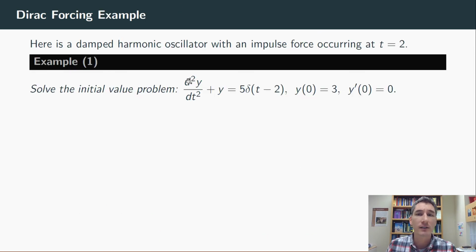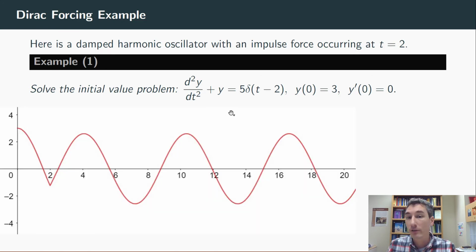Let's take a look at an example of how you might do this for a complete problem. So here we've got an initial value problem. We've got a Dirac forcing at 2 with a unit of 5 there, so it's probably going to change the slope by 5 units. Initial position 3, initial velocity 0. And it's second order. It looks undamped though, so I should be expecting sine of t, cosine of t as my homogeneous solution. All right, and this is in fact what the solution will look like.